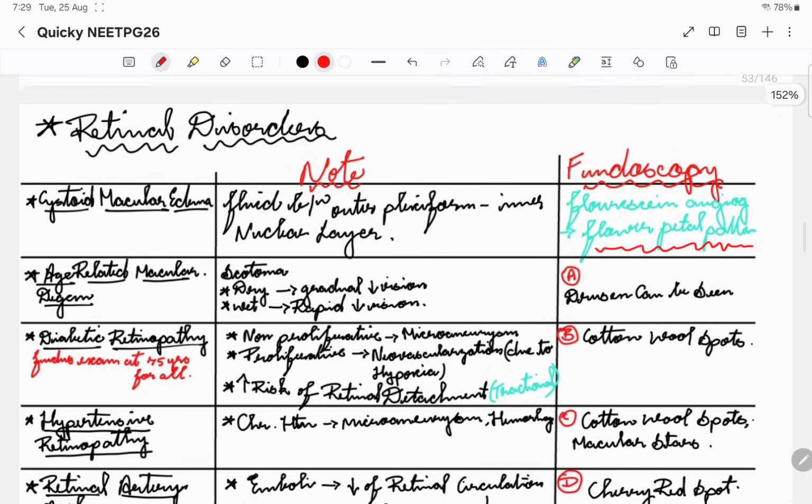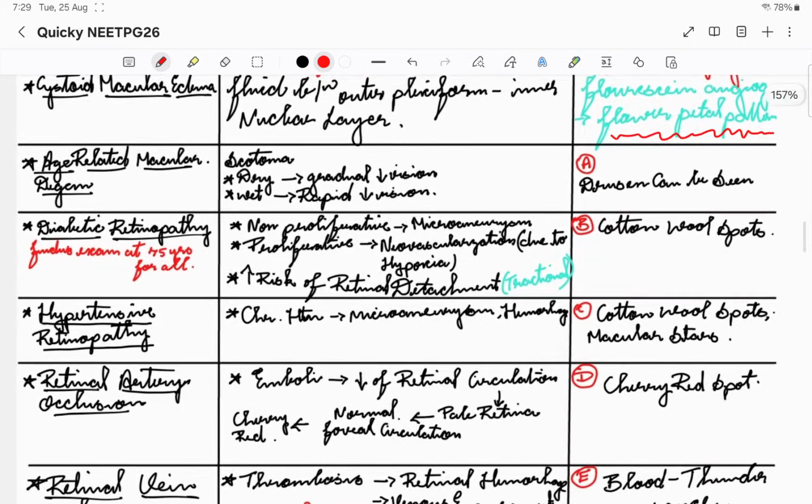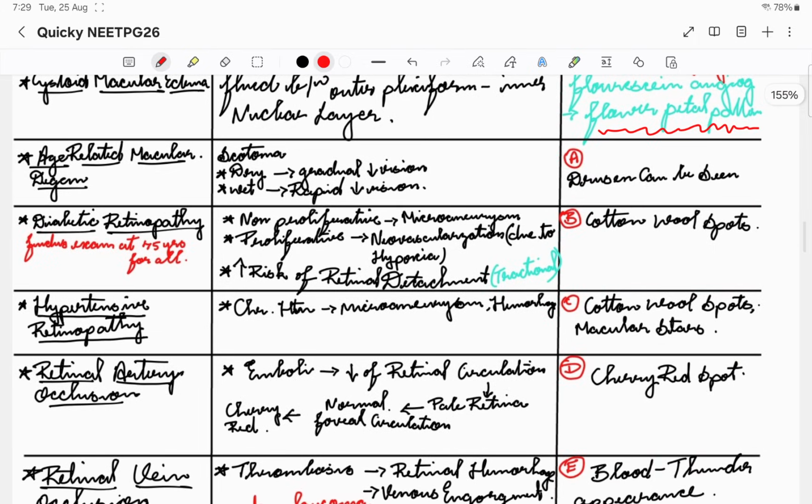Then coming back to diabetic retinopathy. These are the important things, right? Diabetic retinopathy and hypertensive retinopathy are what we see in everyday clinics, and that is how we start treating the patient also. In diabetic retinopathy, please remember: non-proliferative and proliferative retinopathies. In non-proliferative, there are microaneurysms and no neovascularization.